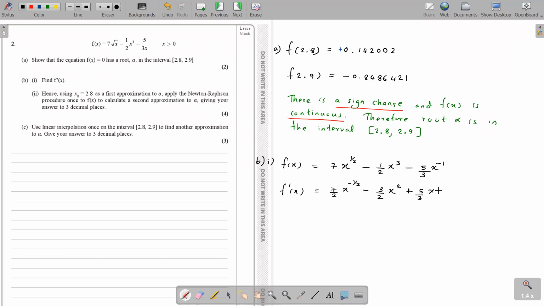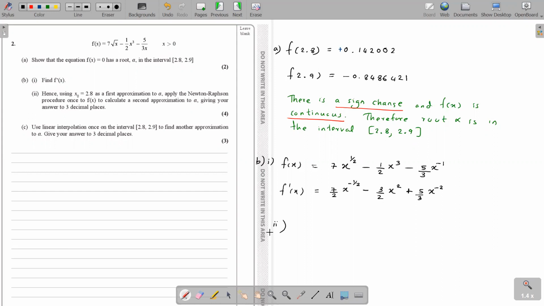X to the power minus 2. Is that okay? So this is the f dash x. Roman number 2. Hence, using x naught equal to 2.8 as a first approximation to alpha, apply the Newton-Raphson procedure once to f(x) to calculate the second approximation to alpha, giving your answer to 3 decimal places.